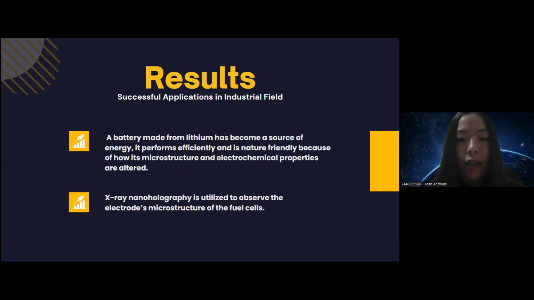On the other hand, X-ray holography is also used in the industrial field. A battery made from lithium has become a source of energy. It performs efficiently and is nature-friendly because of how its microstructure and electrochemical properties are altered. And X-ray nanoholography is utilized to observe the electrode microstructure of fuel cells.